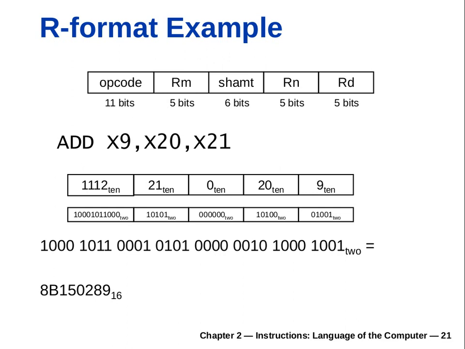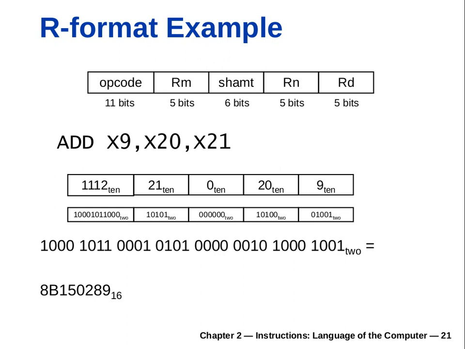And then you have the shift amount, which you can use for shifting bits, right? And then another register here, and then another register here. As shown in this example, you have the add instruction. How is this represented in this format? If you use the binary representation, base 2 and base 10, this is what it looks like. For base 2, this is what it looks like. The opcode, okay? This is X9. And then for this one you have the shift amount, which is zero, and then you have the RM, and then you have the RD, the destination.